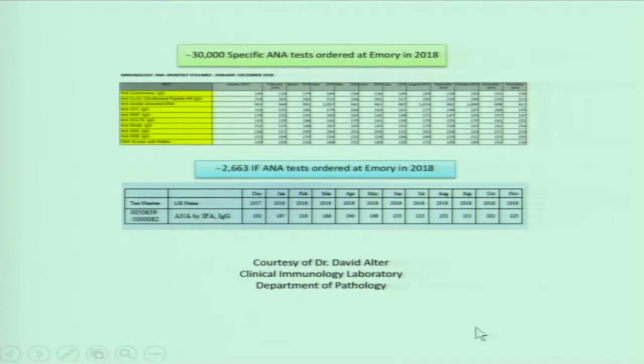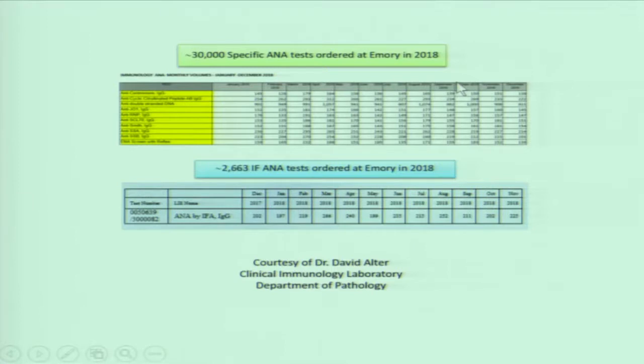Dr. David Alter had the courtesy of putting this data together and gave it to me. The bottom line is that about 2,500 to 3,000 ANA tests were ordered at Emory just in the last year, and about the same number by multiplex antigen testing, which we will cover today. And I assume that this is only a portion of the tests that our patients bring for evaluation, because many of them are done on the outside in other labs. And again, that adds to the confusion, and you'll see why that is.